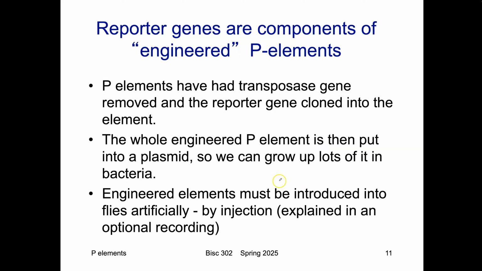The whole element is added to a plasmid, which is a circular piece of DNA with some features that are required to grow in bacteria, but which will also have our P element with its terminal repeats at each end added to it. Then they are introduced artificially into flies. We inject them into early embryos, and then we select, using the reporter gene, the white plus, yellow plus, or rosy plus expression, to collect the individuals that have the P element.